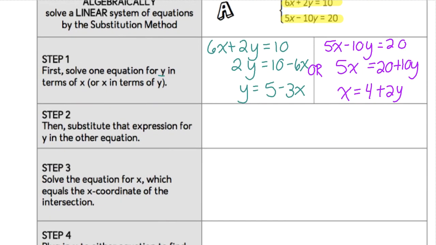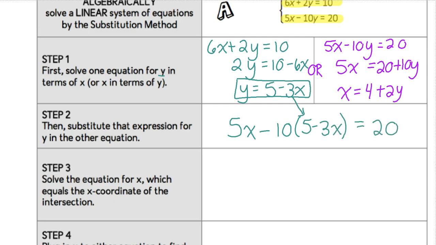Now we're going to move on to step 2, which is to substitute the expression you just solved for into the other equation. For this, I am going to take y equals 5 minus 3x, and I'm going to substitute it into the second equation. So I am going to substitute into 5x minus 10y. Instead of y, I'm going to put what y equals here. So I'm going to say it's 5 minus 3x equals 20. So we want to make sure when we substitute, we completely replace the variable with what it stands for. The y completely goes away.